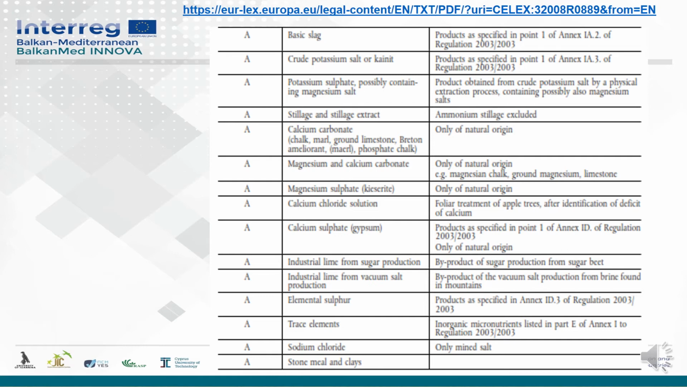chalk, all of these only of natural origin. Magnesium and calcium carbonate, only again of natural origin. For example, magnesium chalk, ground magnesium limestone. Magnesium sulfate, only of natural origin. Calcium chloride solution, calcium sulfate or gypsum. Industrial lime from sugar production. It is a byproduct of sugar production from sugar beet. Industrial lime from vacuum salt production. It's a byproduct of the vacuum salt production from brine found in mountains.